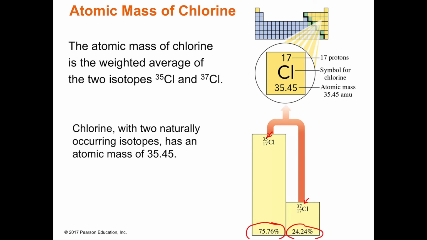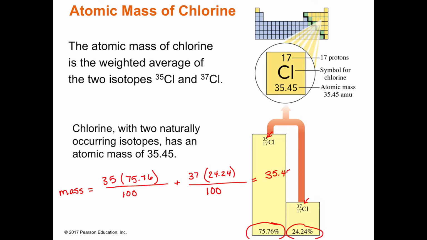And the way that we would do this, our mass would equal 35, and then our percent for chlorine 35 would be 75.76 over 100, plus the mass of our other isotope, 37, times its percent abundance, 24.24, over 100. And we could calculate those. We could math all that out, and that would give us 34.45 AMUs, which is the mass on the periodic table.